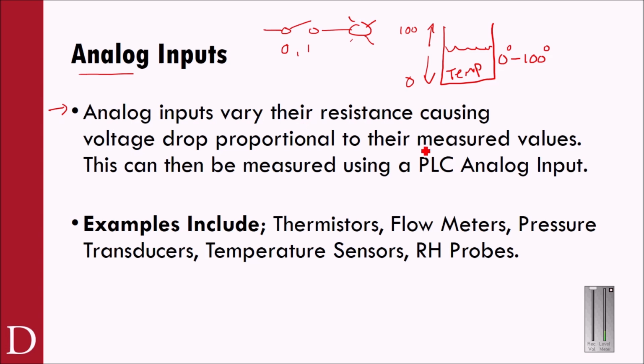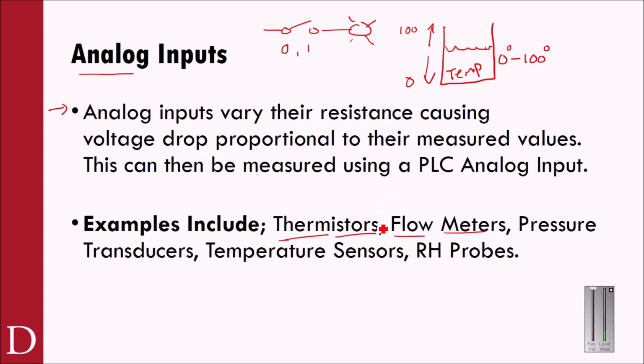So analog inputs, they vary their resistance, causing a voltage drop that's proportional to the measured value. This can then be measured using a PLC analog input. Again, our examples, things like thermistors. The word thermistor means, we're combining two words, thermal with ister, which means like a thermal resistor, which means that it's a resistor that changes its resistance with temperature. Or a flow meter. Flow meter might, at 0 gallons per minute, give me a 0 volt signal, and 100 gallons per minute might give me a 10 volt signal.